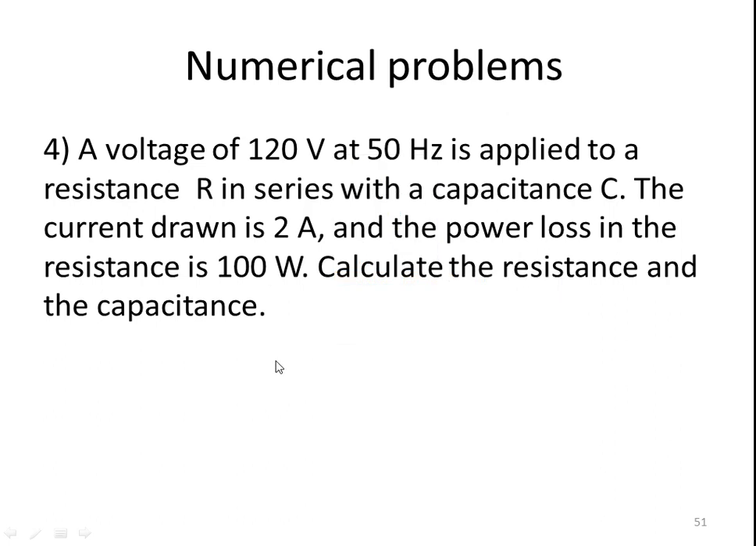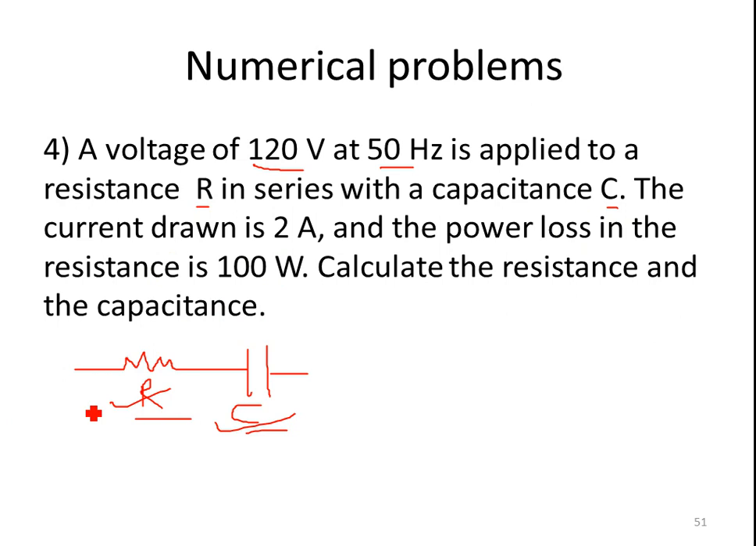Here, we are going to deal with an RC series circuit. There will be a resistor in series with a capacitor C. The supply voltage is 120 volt. Frequency is 50 Hz. Resistor is R, then capacitance is C. Power consumed by the resistance is 100 watt, and the current drawn by the circuit is 2 ampere. You need to find the values of R and C. That is the question.